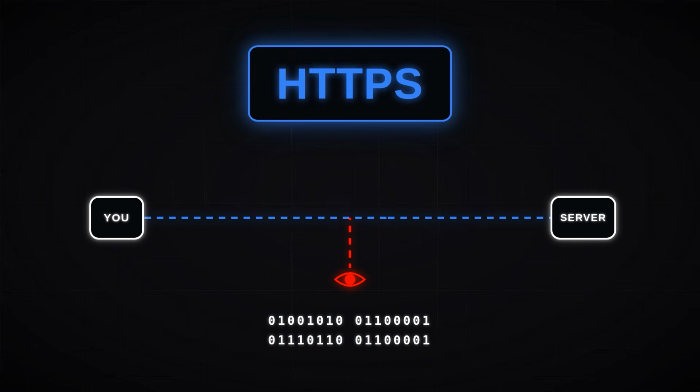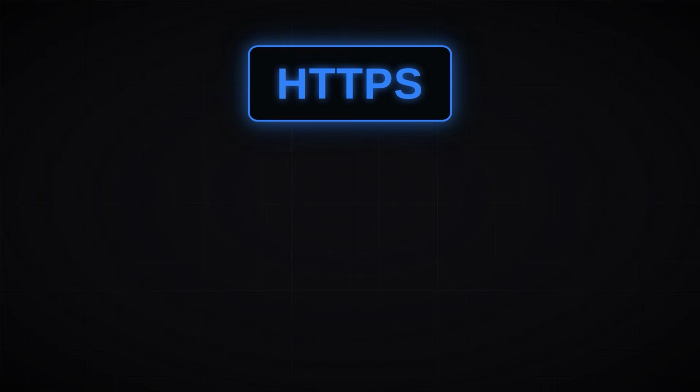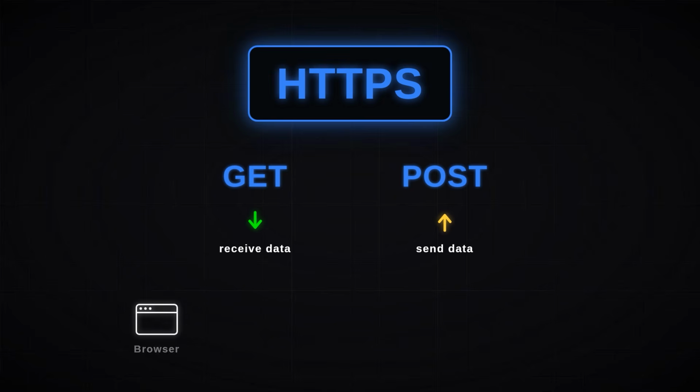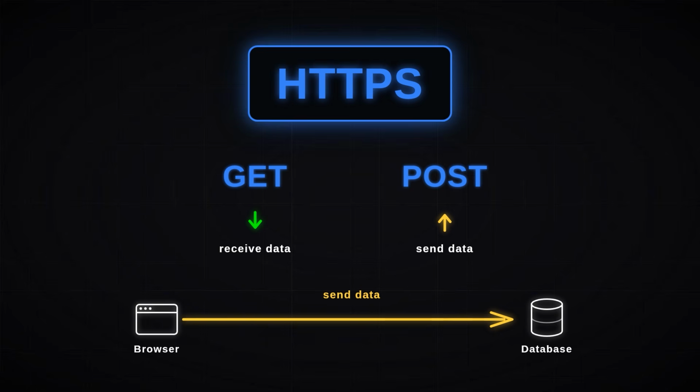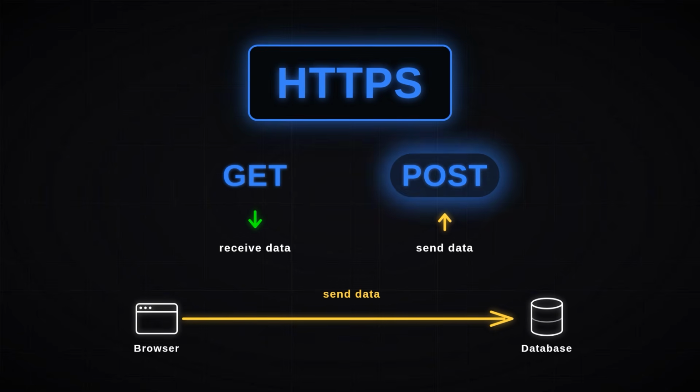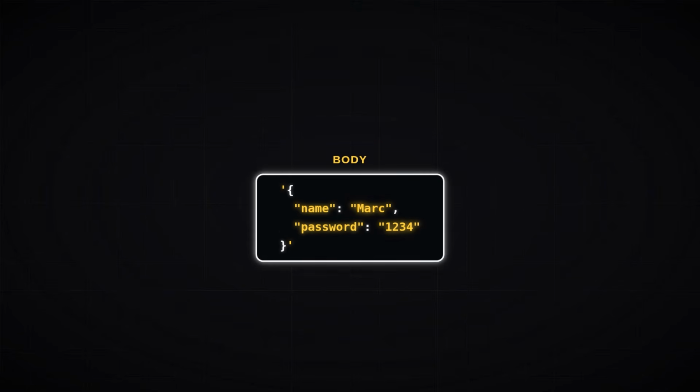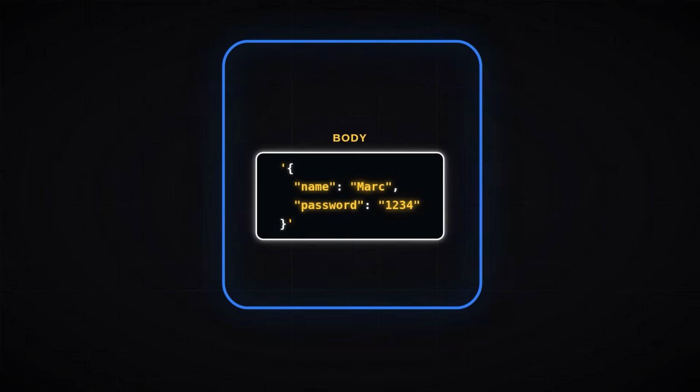When using the protocol, you have to say what kind of action you want. The two most common ones are GET and POST. GET means you want to receive data. POST means you want to send data. In our case, the browser sends the user data to the database, so we use POST because we're the ones sending the info. So now we wrap the body inside the HTTPS request and put POST inside.